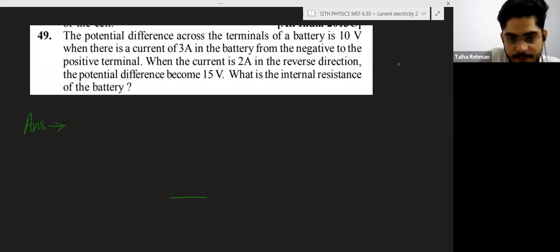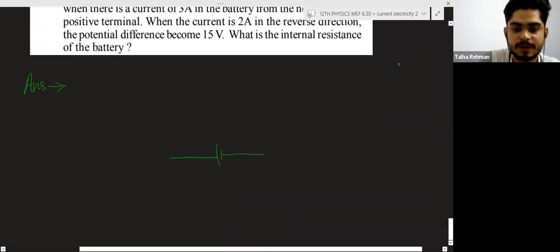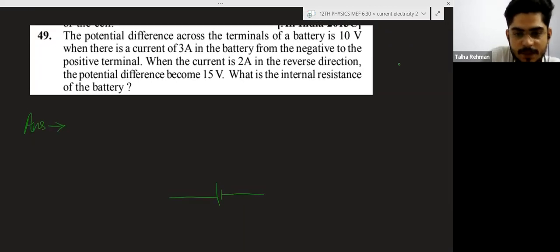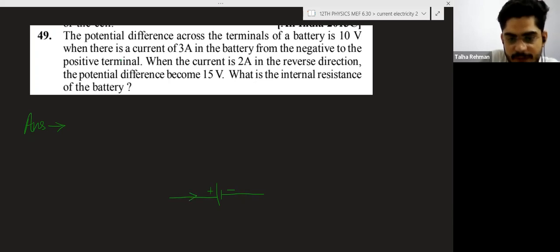There is a battery. Suppose this is the battery given. This is the positive terminal of the battery. This is the negative terminal of the battery. And the potential difference across the terminals of the battery is 10 volt. And they are saying when there is a current of 3 ampere in the battery from the positive, here you have to write the positive because this question is wrong, from the positive to the negative terminal.